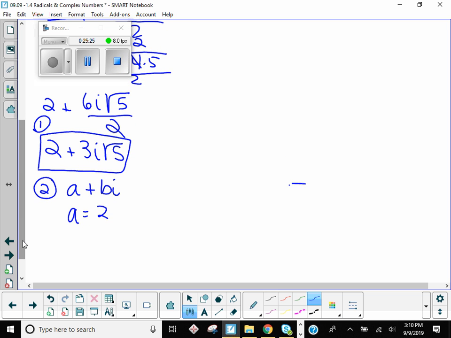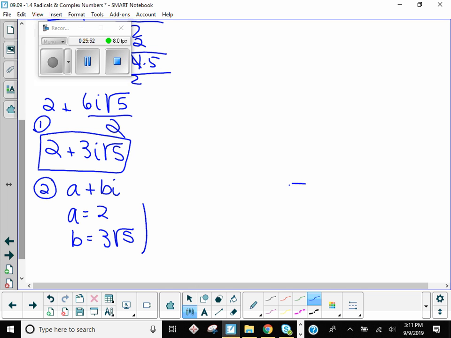So then when it asks for the b part, please notice something here in the standard form. B is the coefficient of i. It does not include i. It's whatever is being multiplied by i. What is that here? What is i multiplied by? 3 radical 5.